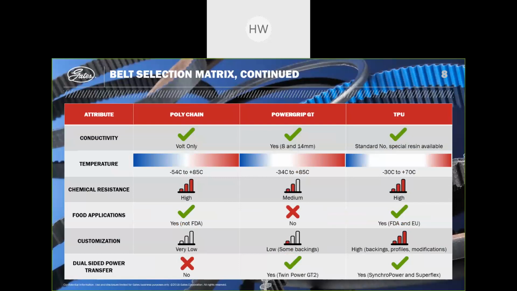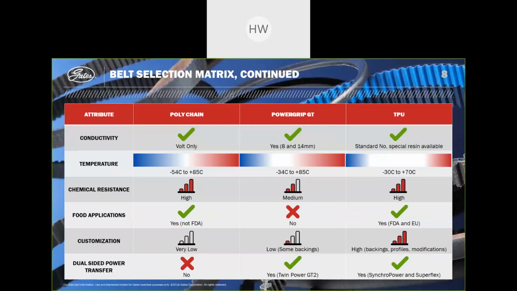Temperature range: here the Polychain is definitely superior to all of the other products, going from minus 54 degrees to plus 85 degrees C. Power Grip GT is similar but slightly reduced, and the TPU product is a little limited here. The complete range goes from minus 30 to plus 70 degrees C. However, the standard polyurethane resin is limited to minus 5 degrees C to plus 70.